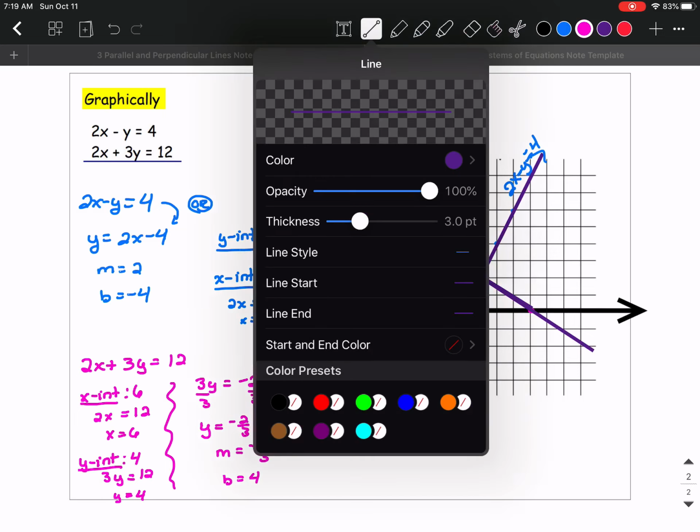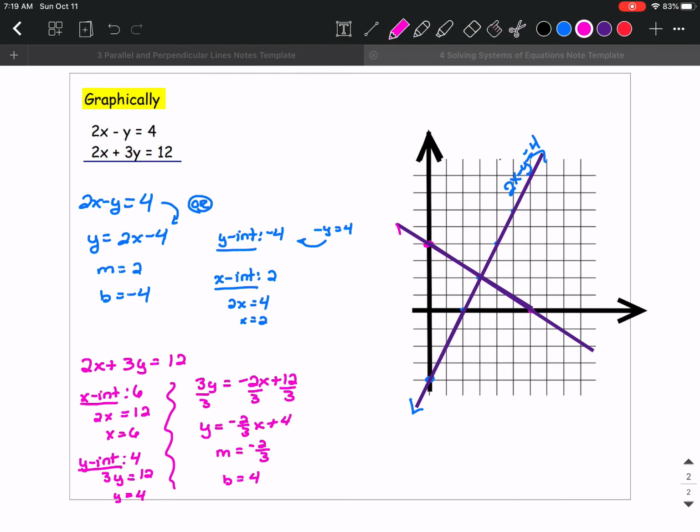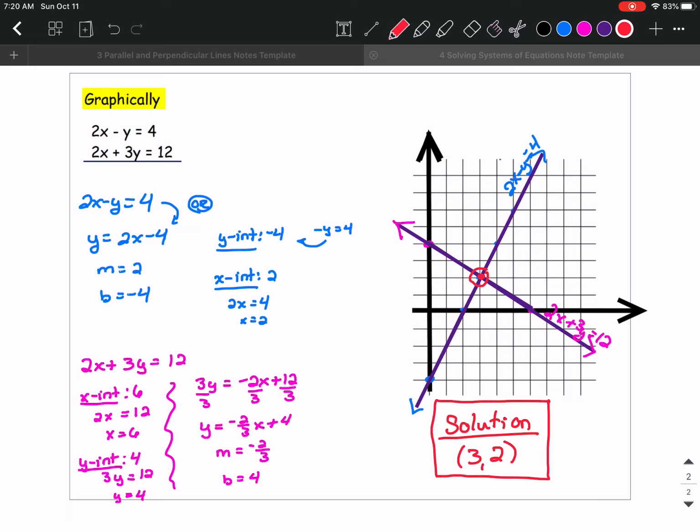Okay, I'm going to turn off my line. Whoops, sorry. And put my equation, 2x plus 3y equals 12. Now I look where they intersect. They intersect right here. So my solution is going to be that point, which is the point 1, 2, 3 for x, and then up 2 for y. So the x value is 3 and the y value is 2.